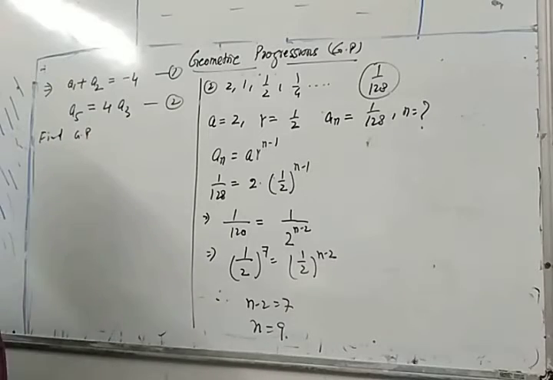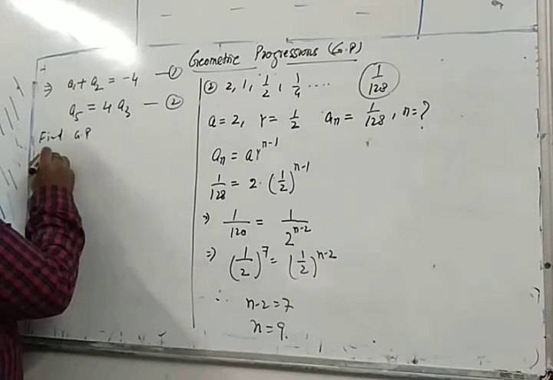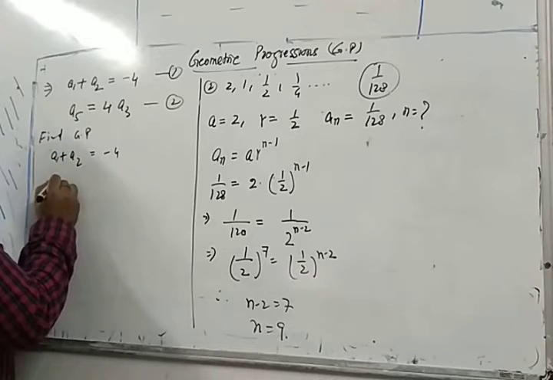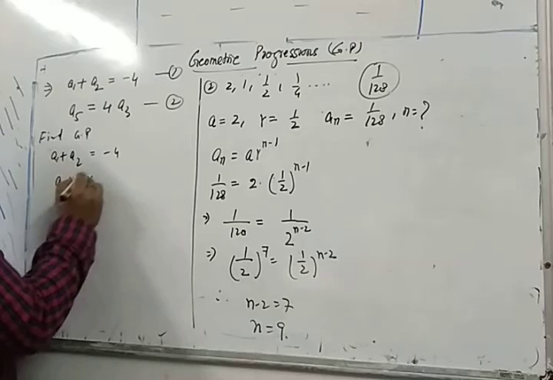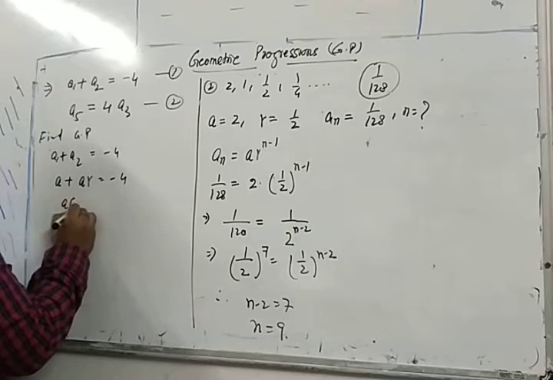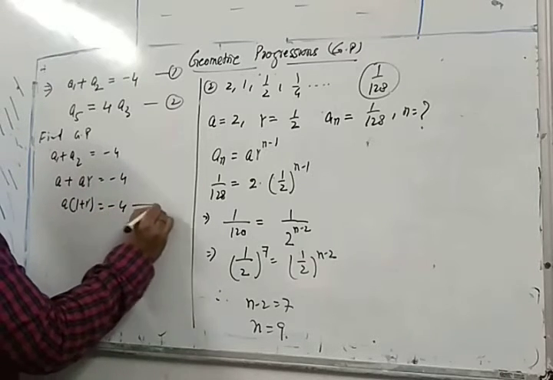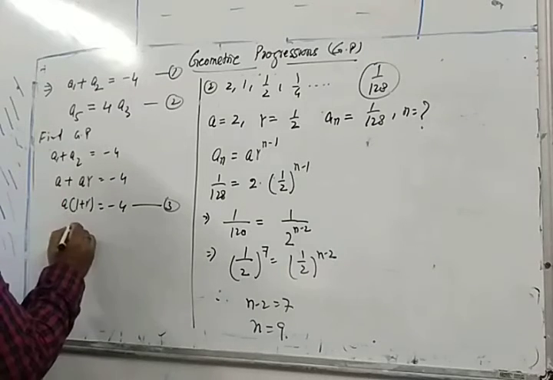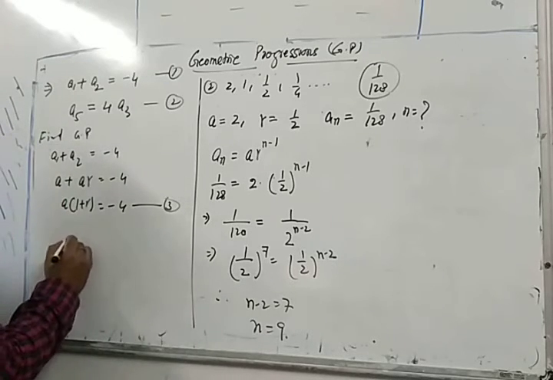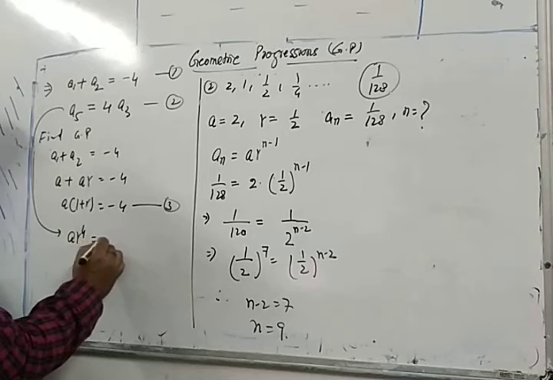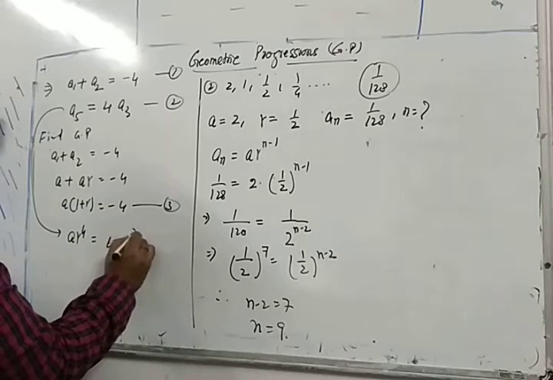So find the GP. Using the equation, a1 plus a2 is equal to minus 4. a1 is a and a2 is ar. Take a common: a(1 plus r) equals minus 4. Make another equation. Now a5, that means ar to the power 4, is equal to 4 ar square.